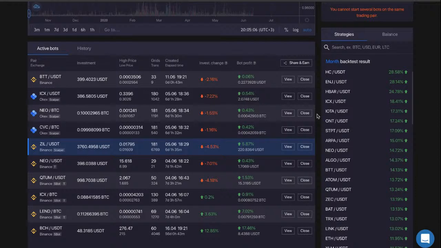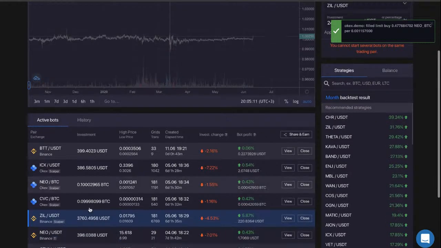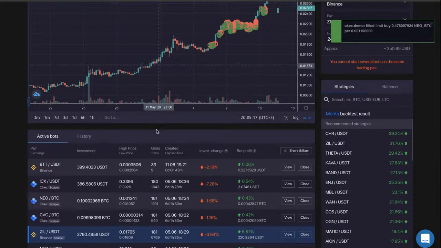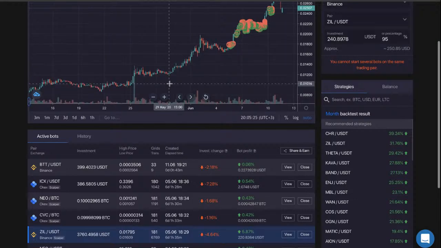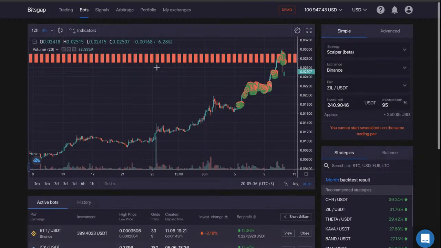Let me show you some cases where it's optimal to launch the bot. For instance, here I have Zilliqa trading to USDT, and I have the scalper strategy. So I noticed this upside momentum opportunity, so I decided to launch the scalper so that my bot would be able to seize as many price swings as possible.